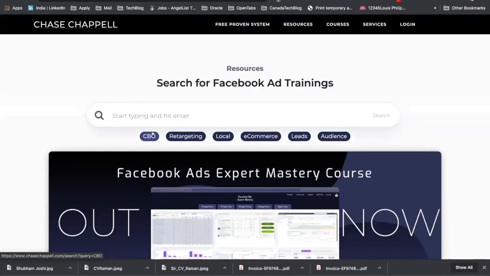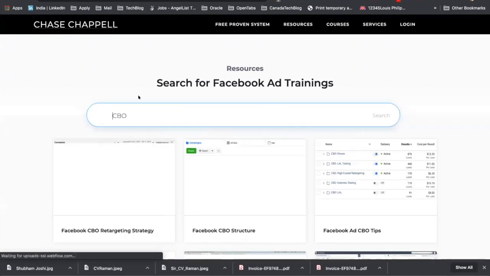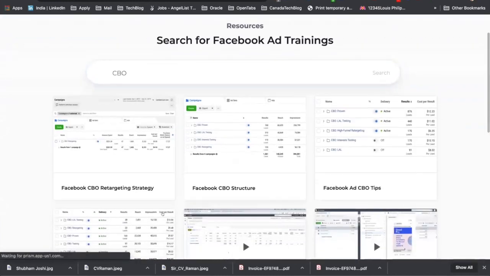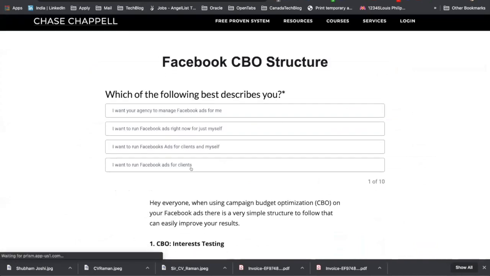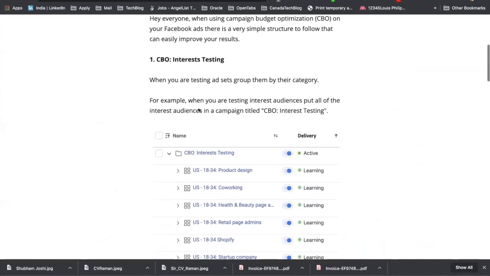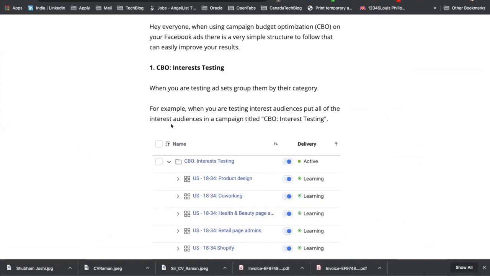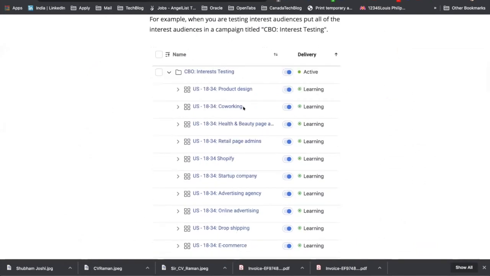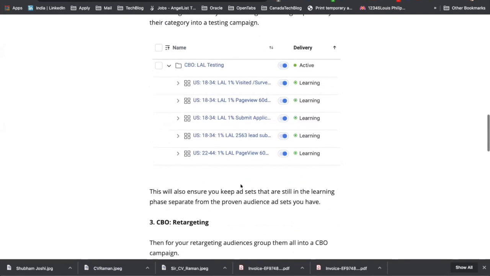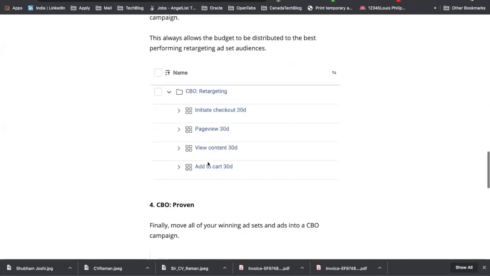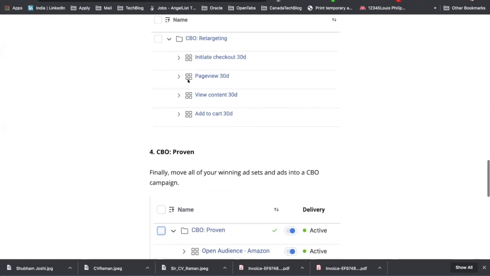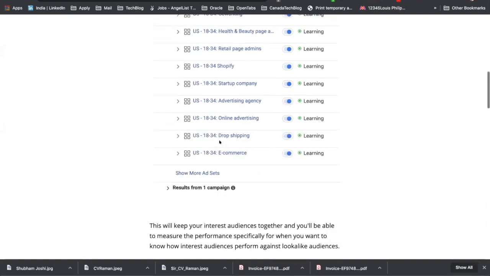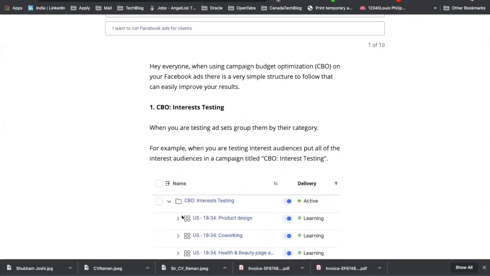So right here, the most searched topic actually is CBO. So CBO structure, these are resources. You can actually search trainings and stuff. As you can see here, this is how you should layer your CBOs, like CBO interest, and have all of them underneath your campaign. This is the campaign, and this is all the ad sets underneath. Then that's your lookalikes with all your lookalikes underneath. Then that's your retargeting with all your retargeting underneath, right? Following this model. Right now, you're having one campaign with one interest and you're doing another campaign with one interest. That becomes problematic with your ads.